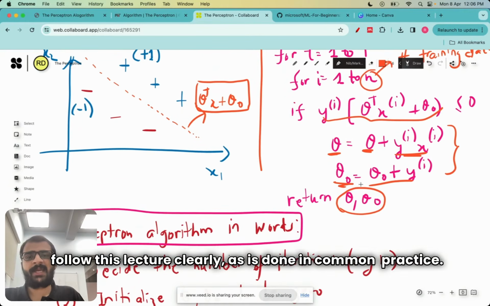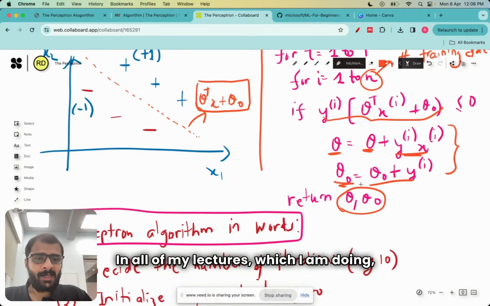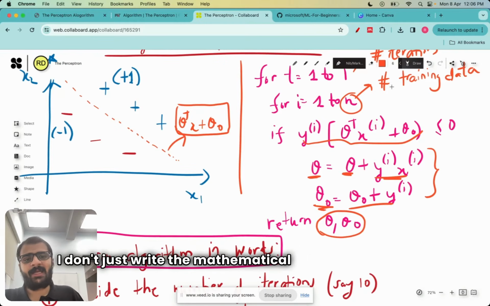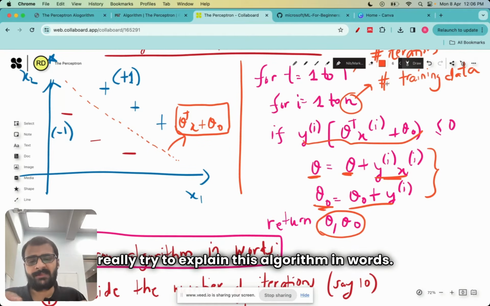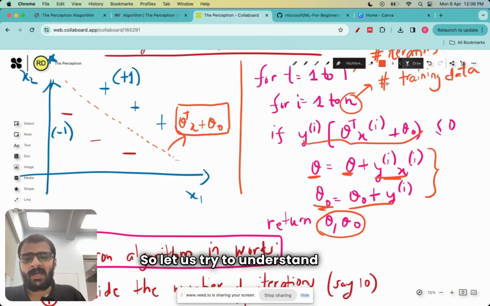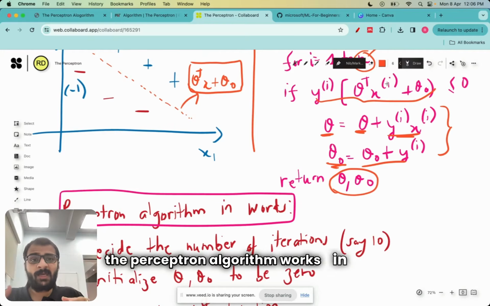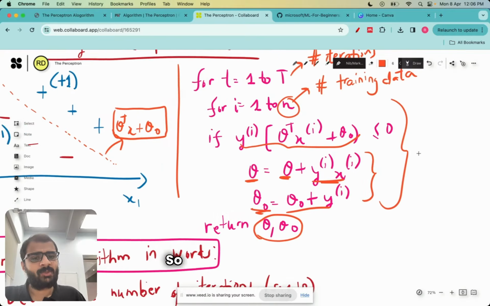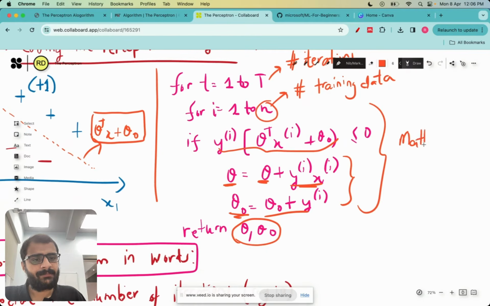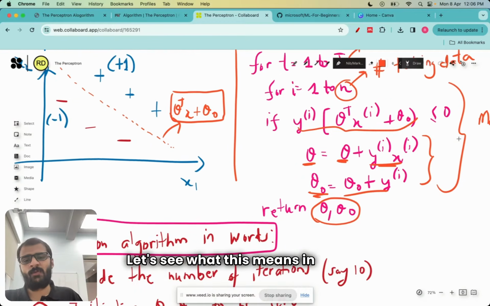As is common practice in all of my lectures, I don't just write the mathematical representation, but I really try to explain this algorithm in words. So let us try to understand how the perceptron algorithm works in words. So this is the mathematical representation, right? So this is mathematics. Let's see what this means in words.